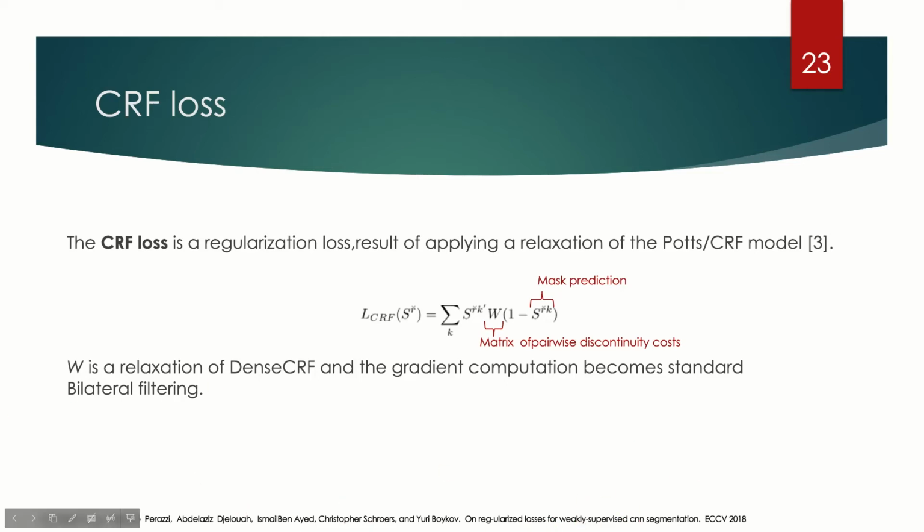Basically, what it does is to propose a relaxation of the Potts model, introducing a loss that tries to learn the same effect of applying the CRF regularizers. In practice, this recovers the edges of the objects and enforces consistent and homogeneous masks.